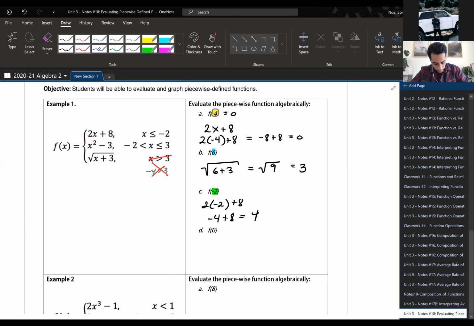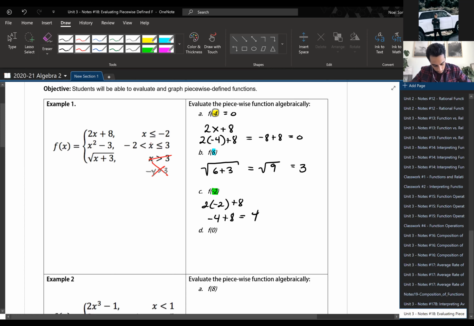Is -4 in between -2 and +3? No, right? It does not fit into those domains. So the only one where it's actually true is this first one, where -4 is less than or equal to -2. Because it's true for this domain, then you have to use this function. Does that make sense?